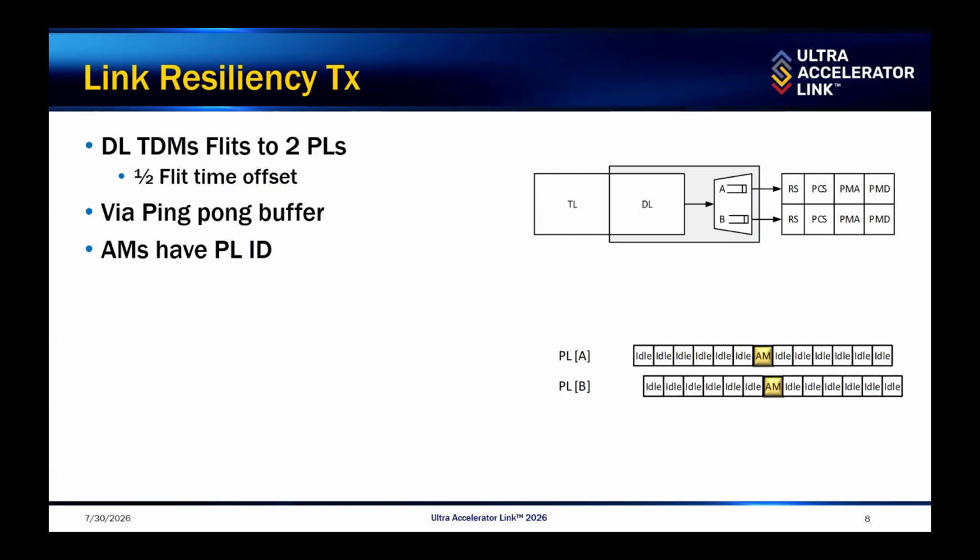And as I said before, yes, each of the alignment markers have a physical layer ID embedded in them. So here's just a timing diagram at the bottom here. You can see there's multiple idle flits being sent. This would be, say, during initial link up where you've got idles on both sides. And you can see alignment markers are set such that physical layer B is staggered a half flit time behind physical layer A.